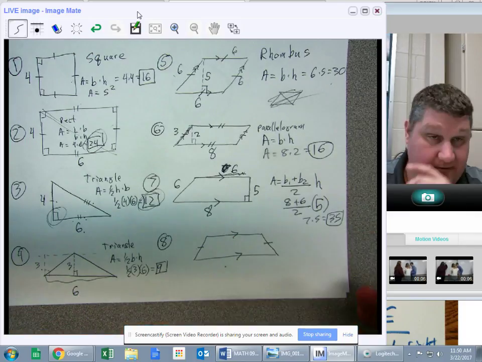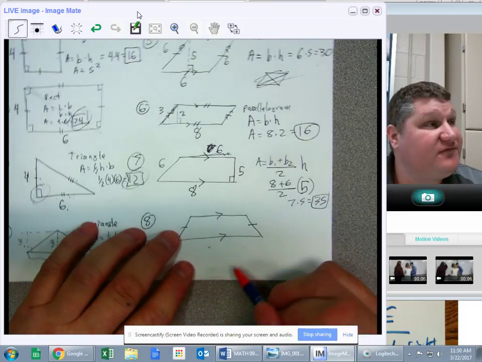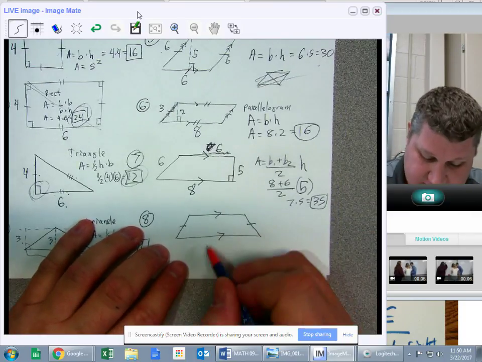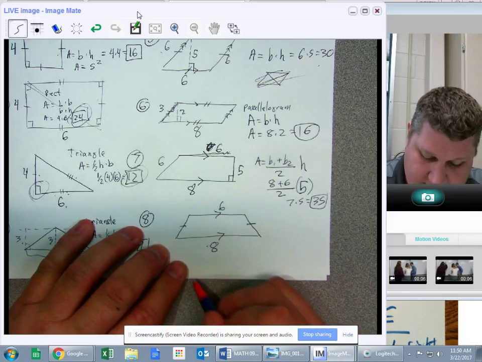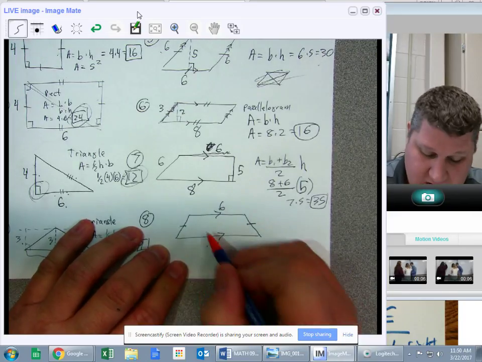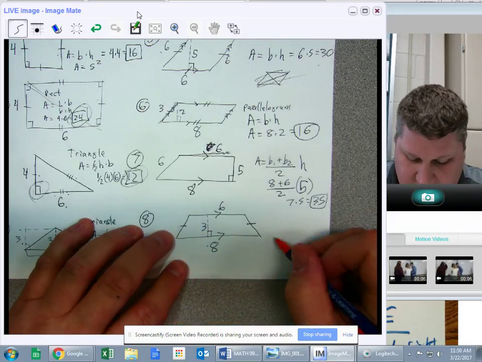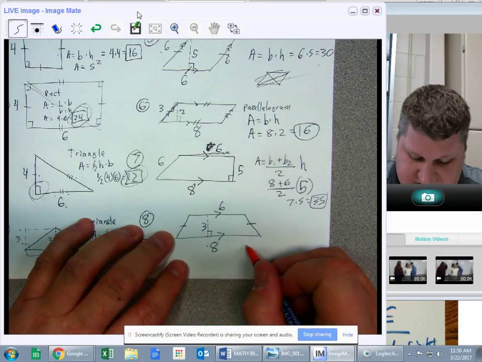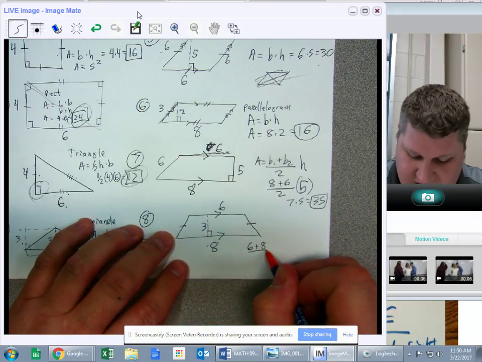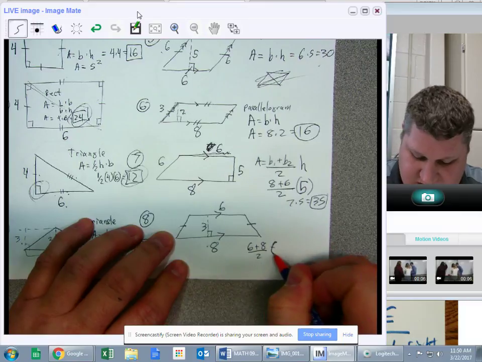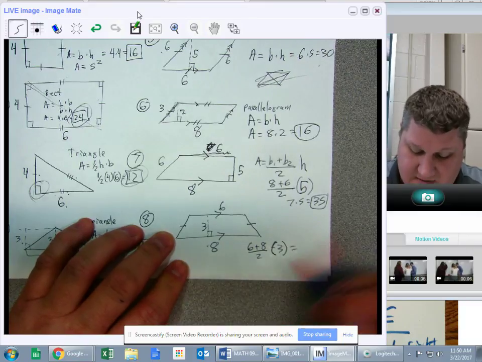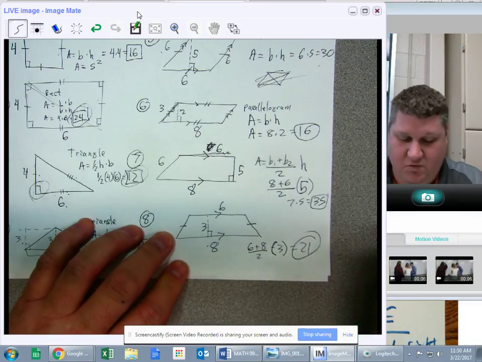There it is. Down here, what do I have to be able to find this area? Top and bottom. What else? I need a height. So here we go. Let's make it a 3. And so in this case, the formula is the same. 6 plus 8 over 2 times the height. And the height in this case is 3. So I have 7 times 3 is 21.